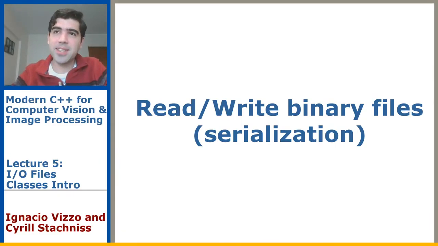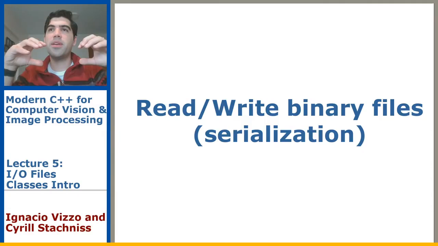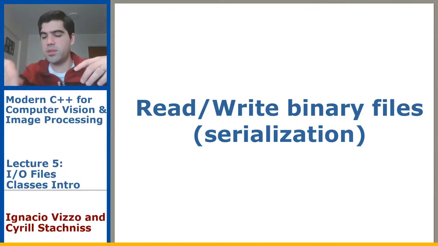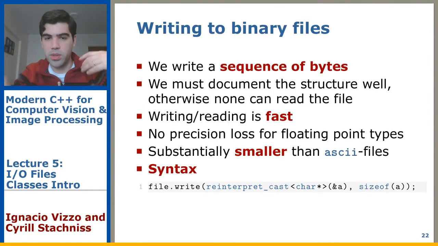And then lastly, about reading and writing files. We have seen quickly two examples of how to read a text file and how to write a text file in ASCII format, but there is also a better way of doing this called serialization, where basically we will try to put all the binary information from our data into a file, and this is also called a binary file. And there are many reasons why you want to do this.